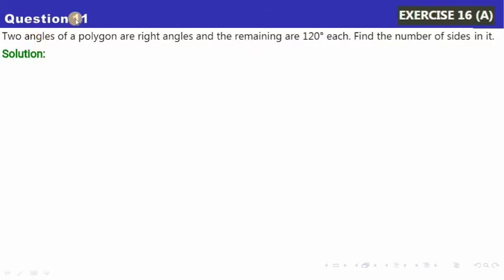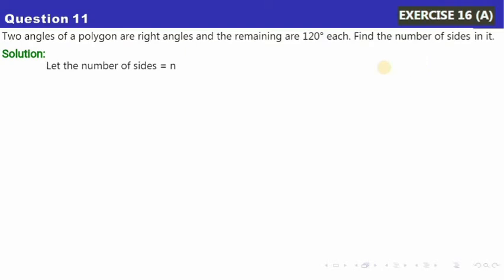I'm taking question number 11, which says two angles of a polygon are right angles. Right angles means 90 degrees, and the remaining are each 120 degrees. That means there's a polygon. They have not mentioned how many sides there are. Out of however many sides there are, two angles are 90 degrees and the remaining are 120 degrees each. You need to find the number of sides in the polygon.